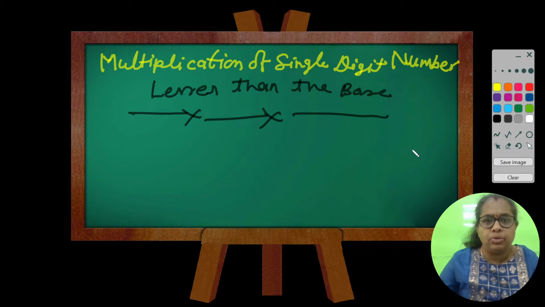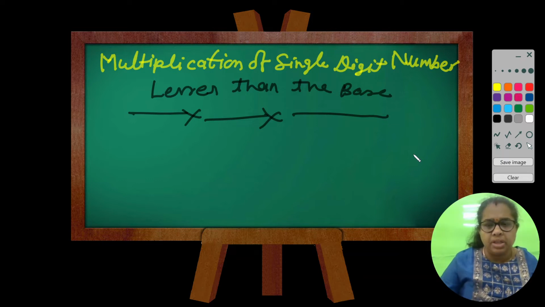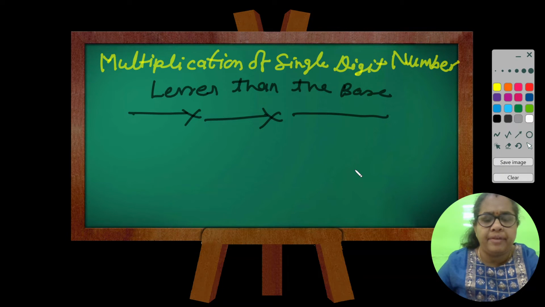Today we are going to learn multiplication of single digit numbers. You know what is called a single digit number, students? Single digit numbers are 0, 1, 2, 3, 4, 5, 6, 7, 8 and 9. Now these numbers are lesser than 10. Here is a very important point we have written: lesser than the base.